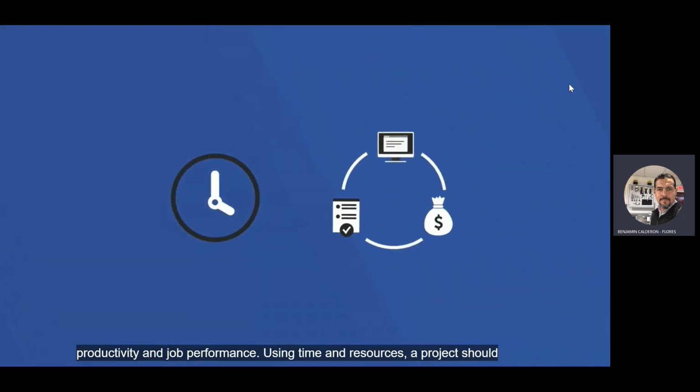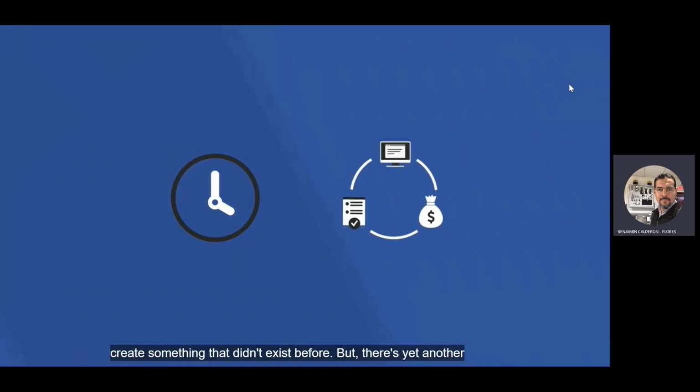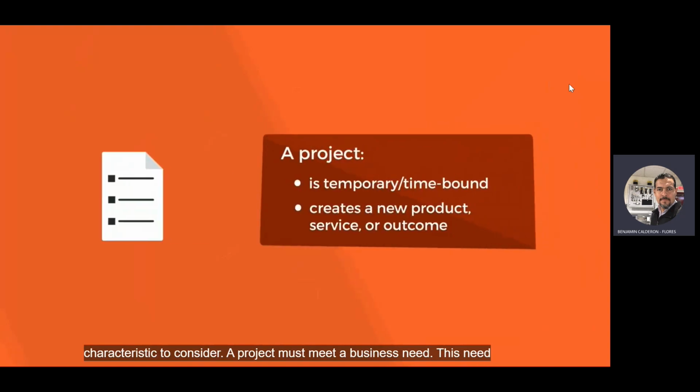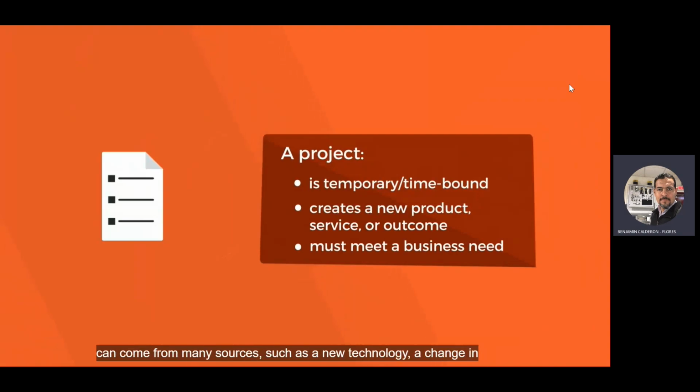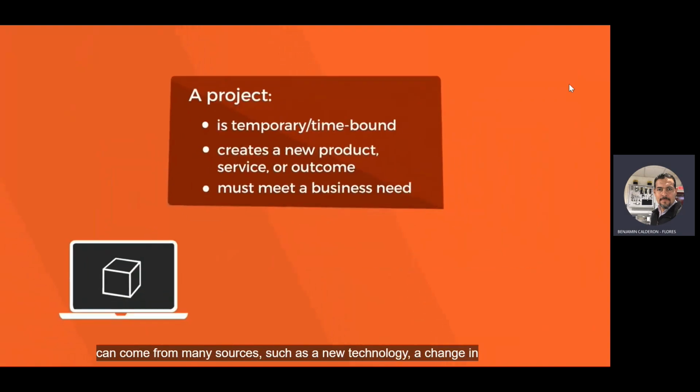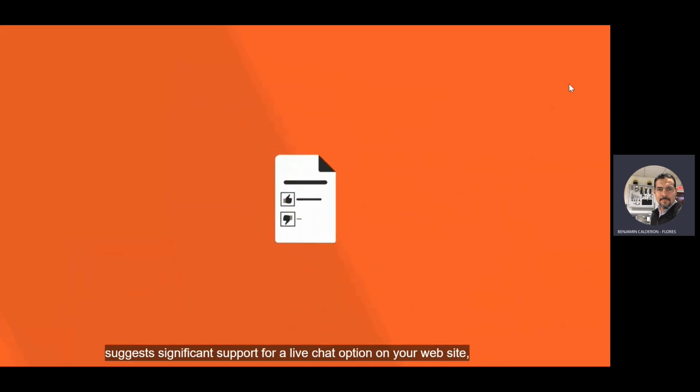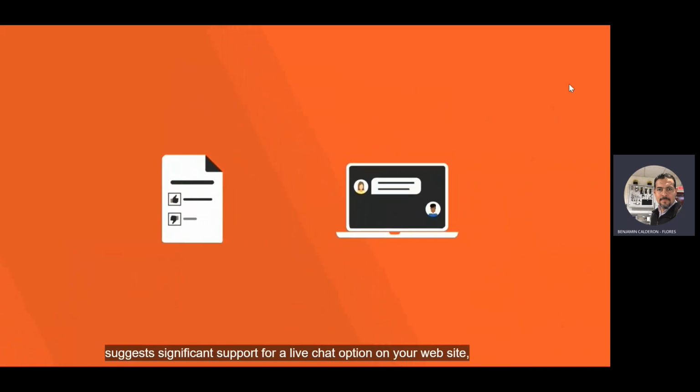Using time and resources, a project should create something that didn't exist before. But there's yet another characteristic to consider. A project must meet a business need. This need can come from many sources, such as a new technology, a change in industry regulations, or a customer request. For example, if customer feedback suggests significant support for a live chat option on your website, then maybe that has identified a business need.